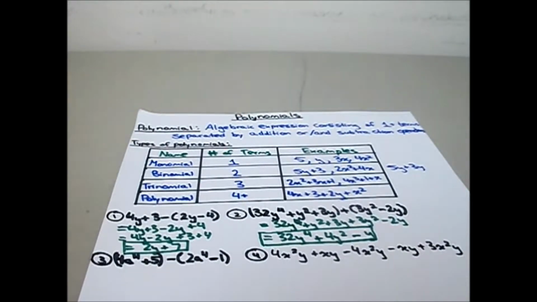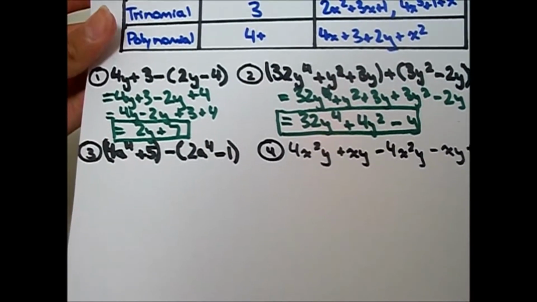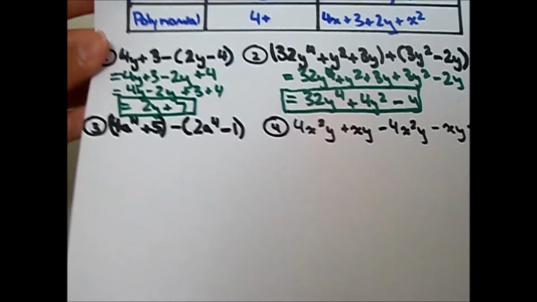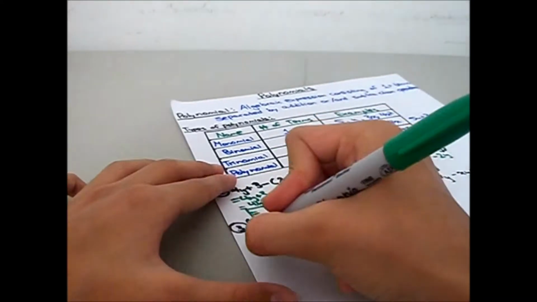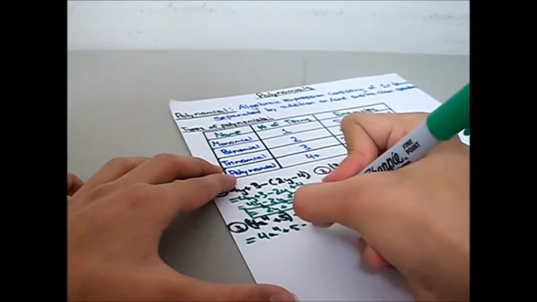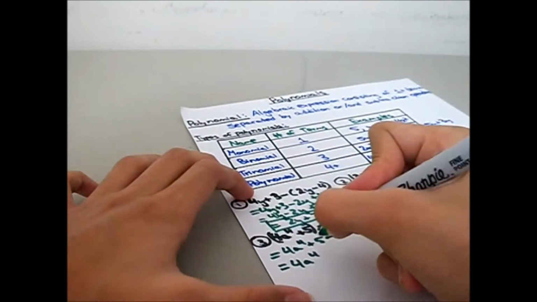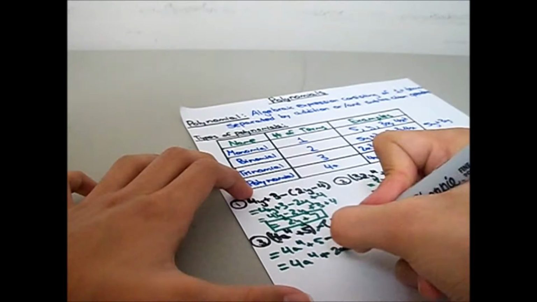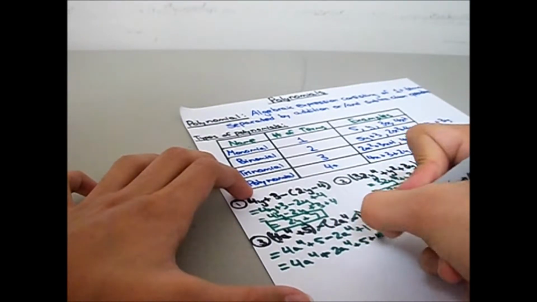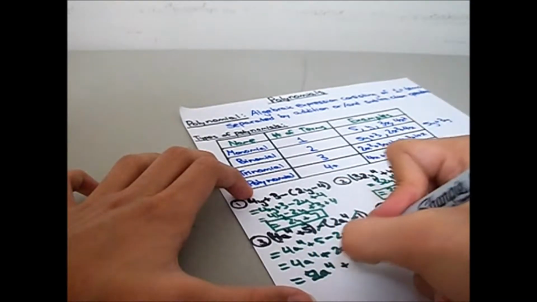Number 3, we have 4a to the power 4 plus 5, in brackets, minus, in brackets, 2a to the power 4 minus 1. So again, we'll open up the brackets. 4a to the power 4 plus 5 minus 2a to the power 4 plus 1. Negative and negative cancel out to make positive. Collect like terms: 4a to the power of 4 minus 2a to the power of 4 plus 5 plus 1. Simplify it and you get 2a to the power of 4 plus 6.